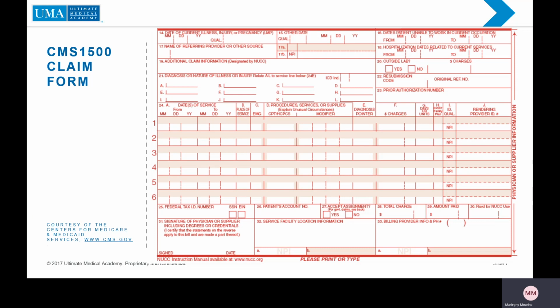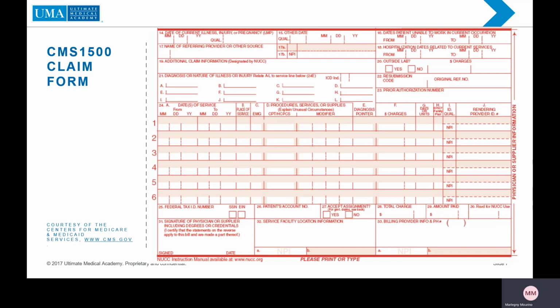For form locator 20, this is outside lab. So you're going to check the correct box, yes or no. If it's yes, then you have a little space here to enter the charges amount. For form locator 21, this is where now our coding comes in. So for 21, you're going to enter the diagnosis or the nature of illness or injury. As you can see, you have A through L. So you're going to list your diagnosis codes A, B, C in order. You have to indicate that you're entering ICD-10 up here.